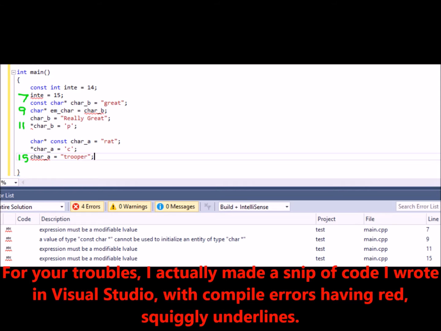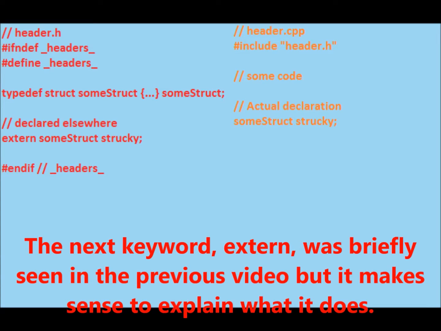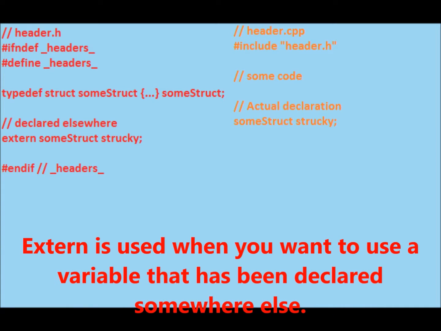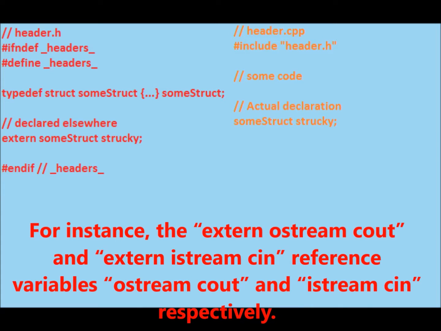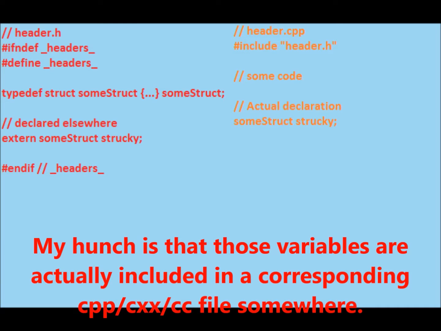The next keyword, extern, was briefly seen in the previous video, but it makes sense to explain what it does. Extern is used when you want to use a variable that has been declared somewhere else. For instance, the extern ostream cout and extern istream cin reference variables ostream cout and istream cin respectively. My hunch is that those variables are actually included in a corresponding CPP, CXX, CC file somewhere.